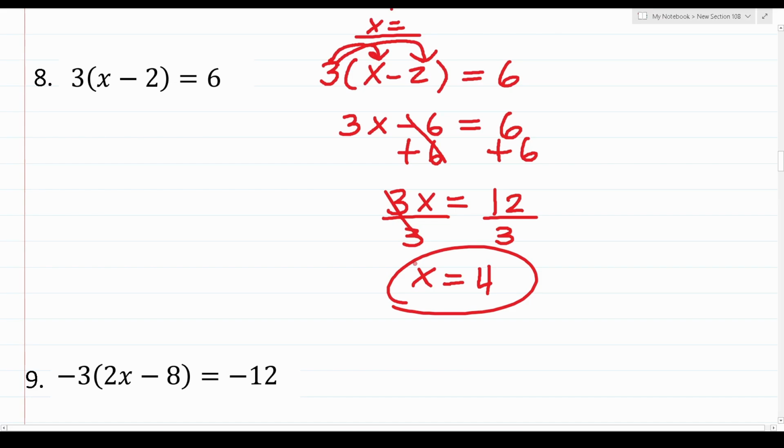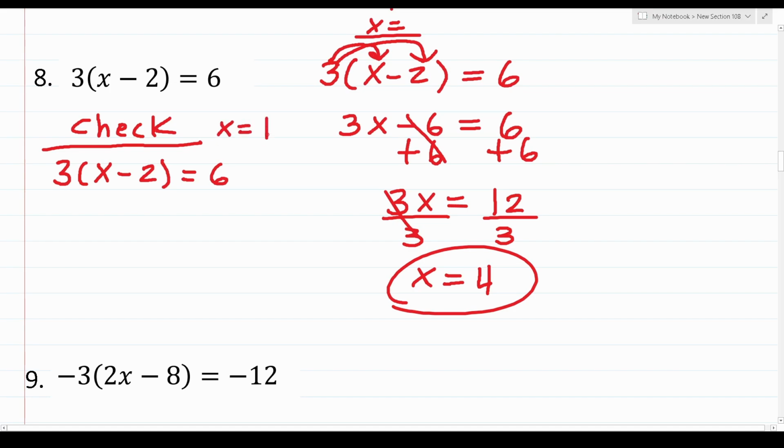That said, if you're not sure about your answer, you can always quickly check your work. Again, if you're taking the actual test, I would only check your work if you're unsure as to whether you solved it correctly. So we have 3 times x minus 2 equals 6. And we know that if we did our work correctly, x should equal 4. So let's take 4 and plug it into this equation here. So we have 3 times 4 minus 2 equals 6.